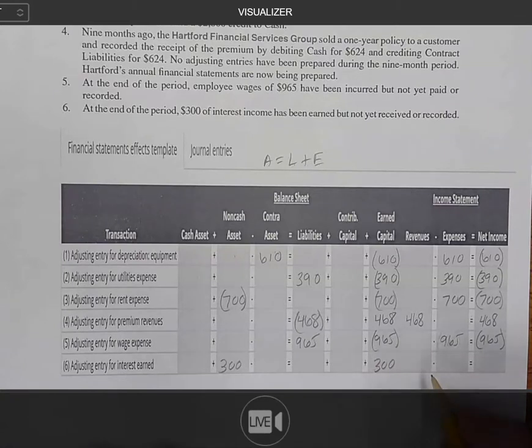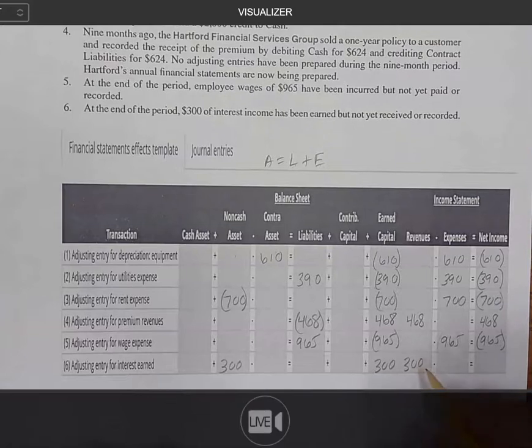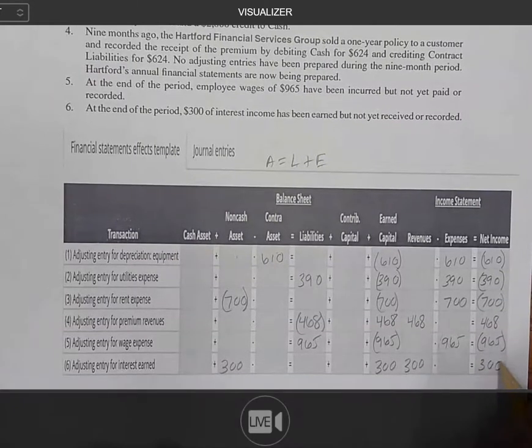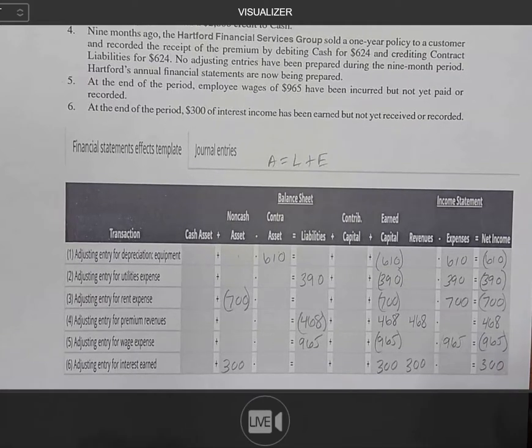Over on the income statement, we're going to have $300 of revenue. Now, I will say this, on a multi-step income statement, interest revenue is down at the bottom under other income. The only way it would be up at the top with the regular revenues is if we were using a really, really basic single-step income statement, and we don't normally do that. So regardless of where it is, whether it's at the top or the bottom, revenues have gone up by 300. Therefore, net income has increased by 300.